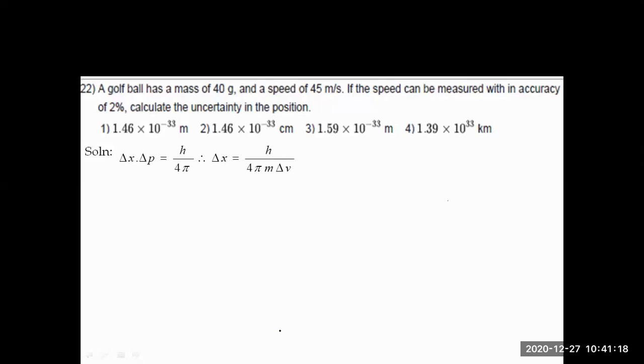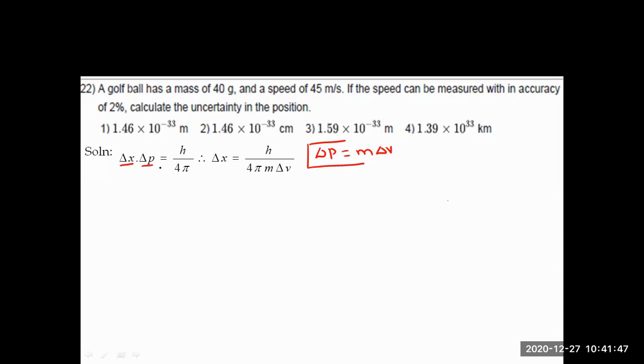So delta x into delta p is equal to h by 4 pi. So we need uncertainty in the position. Delta x is uncertainty in the position, delta p is uncertainty in the momentum. But momentum is always mass into velocity, right? So since it is uncertainty, delta p is equal to mass into uncertainty in velocity, you can write.